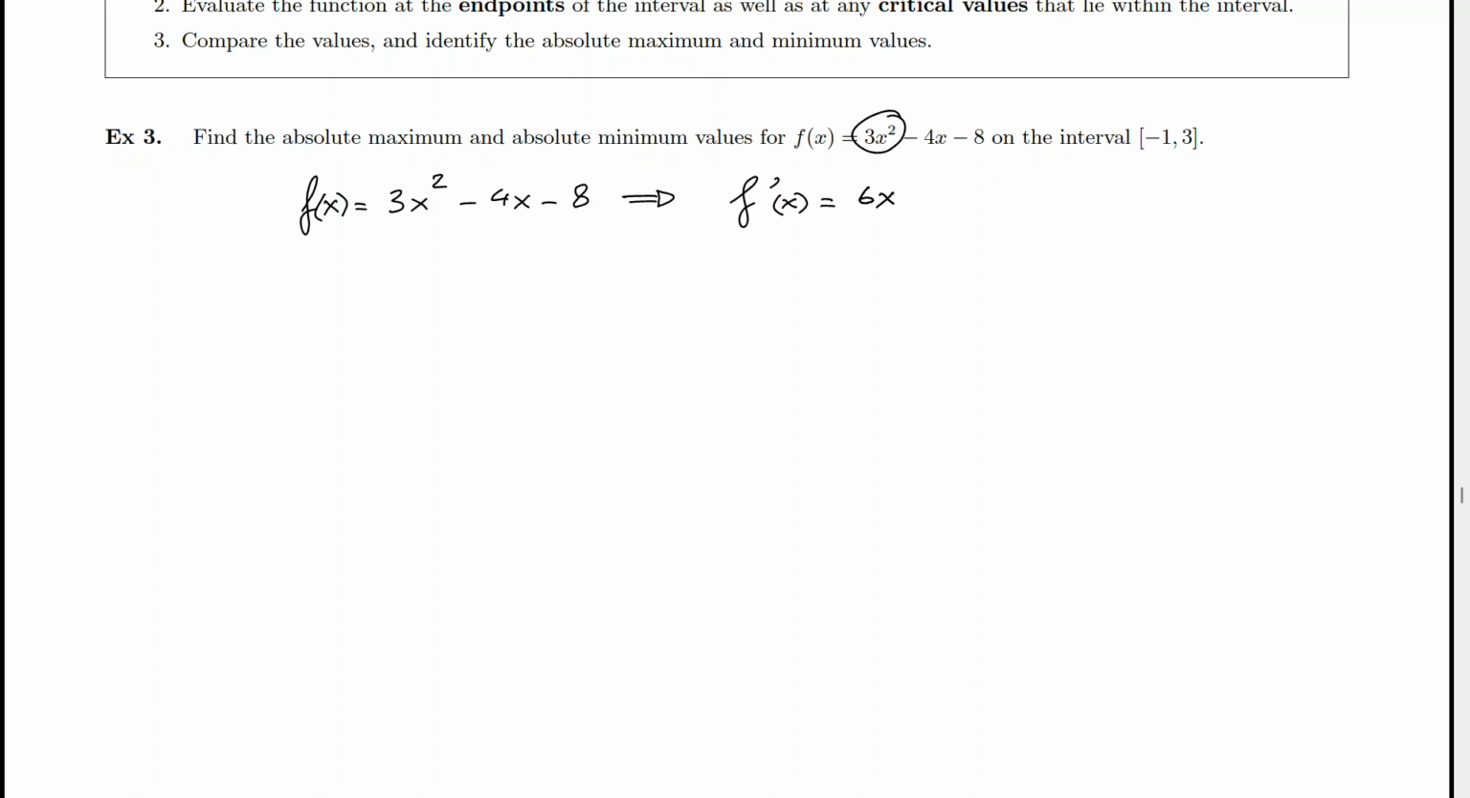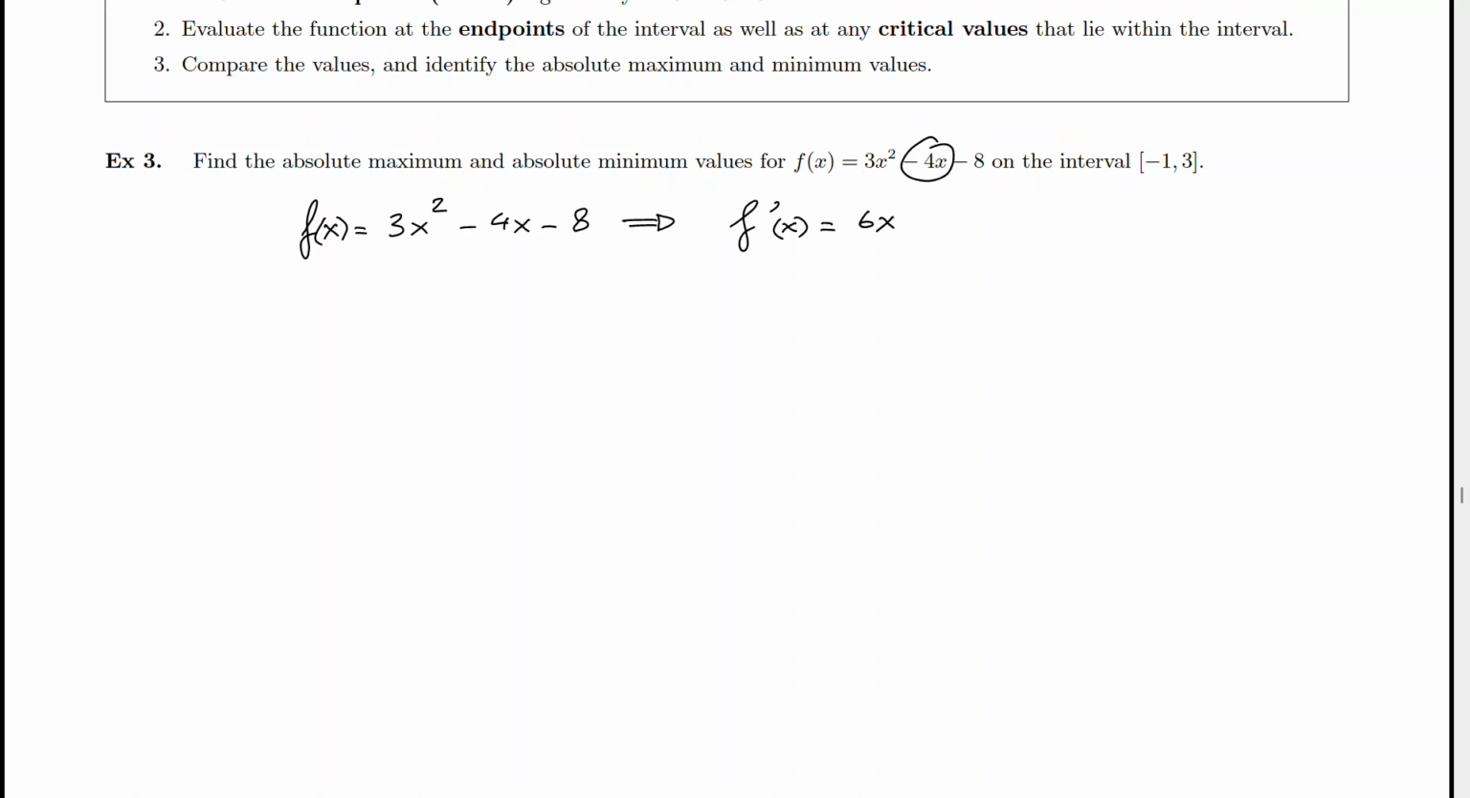It's going to be 6x. What's the derivative of negative 4x? It's going to be negative 4. And finally, what's the derivative of negative 8? It's just going to be 0, but I won't bother writing it down. So this will be my derivative.